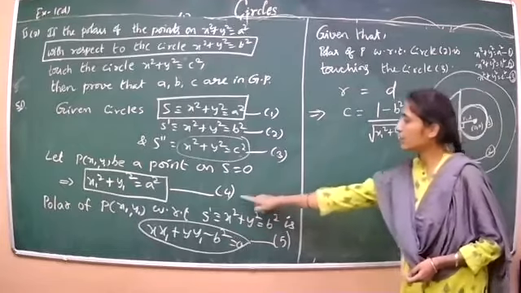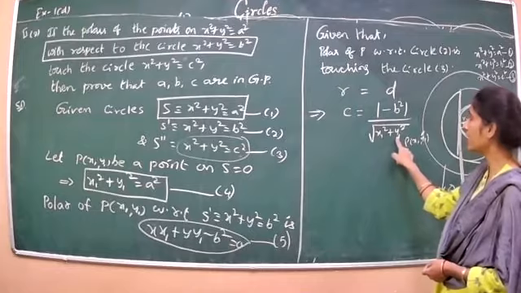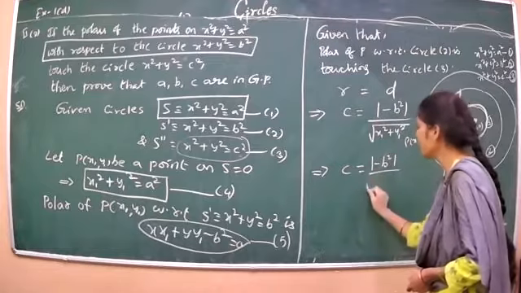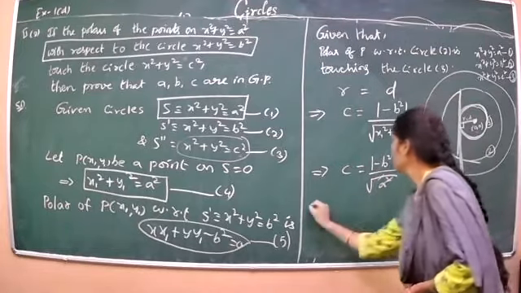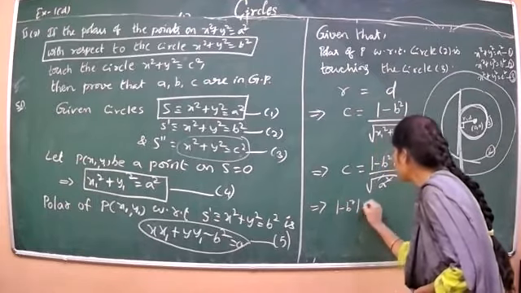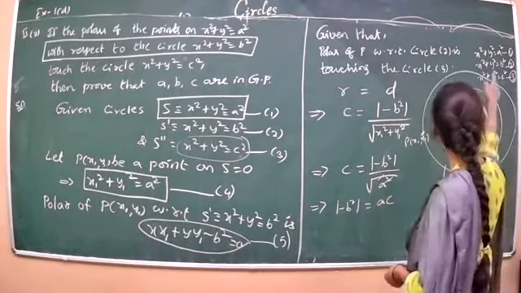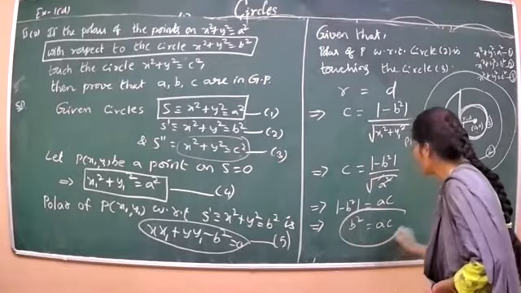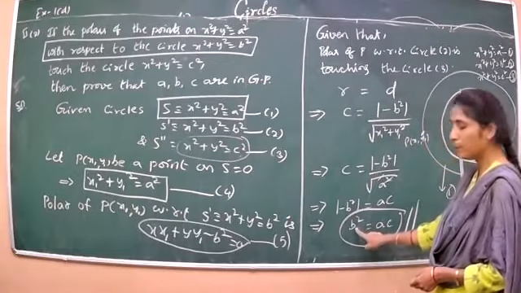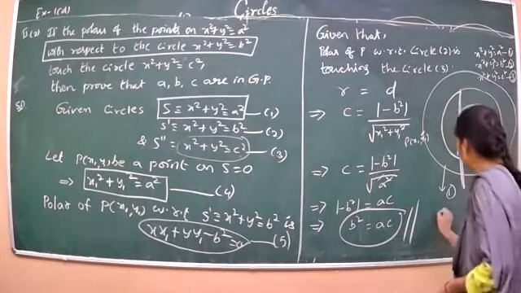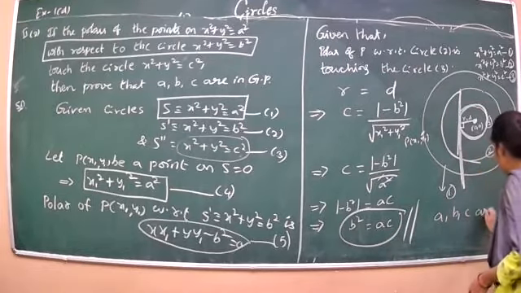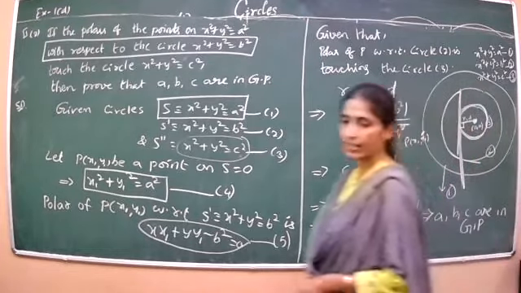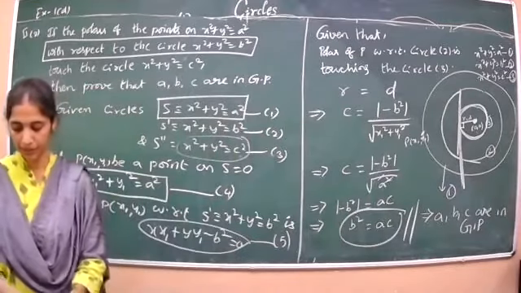Children, from equation 4, this x1 square plus y1 square value is a square. So c equal to modulus of minus b square by root of a square, from which modulus of minus b square is b square, because a, b, c take only positive values. So b square is equal to ac, from which we say that the square of the middle term is equal to first term into third term. Then a, b, c are in GP or geometric progression. This is the required condition for a, b, c to be in geometric progression.